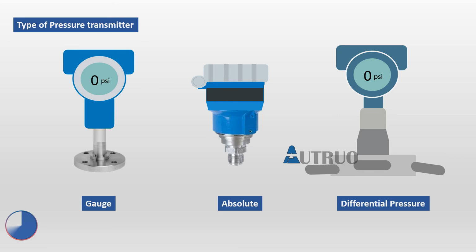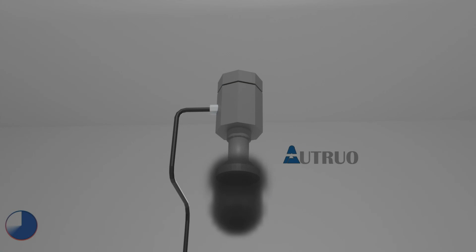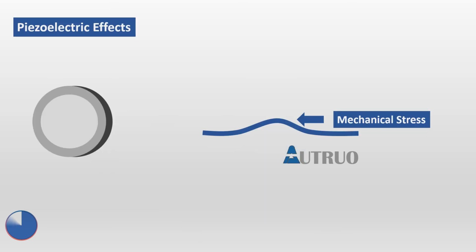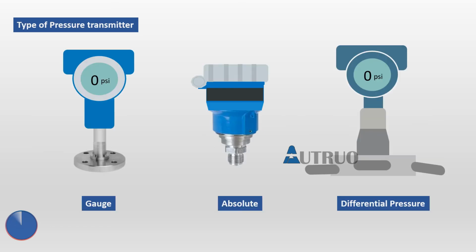Let's do a quick recap. We started off with what a pressure transmitter is. We looked at its application in industries, that is for monitoring and alerting the user. We also discussed the piezoelectric effect, which is how stress is converted to an electric signal. Finally, we ended off looking at the different types of pressure transmitters we have.